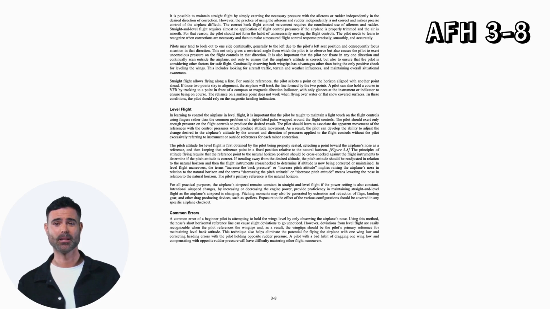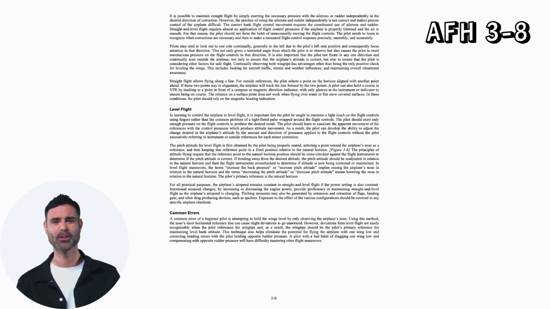Level flight. In learning to control the airplane in level flight, it is important that the pilot be taught to maintain a light touch on the flight controls using fingers rather than the common problem of a tight-fisted palm wrapped around the flight controls. The pilot should exert only enough pressure on the flight controls to produce the desired result. The pilot should learn to associate the apparent movement of the references with the control pressures which produce attitude movement. As a result, the pilot can develop the ability to adjust the change desired in the airplane's attitude by the amount and direction of pressures applied to the flight controls without the pilot excessively referring to instrument or outside references for each minor correction.